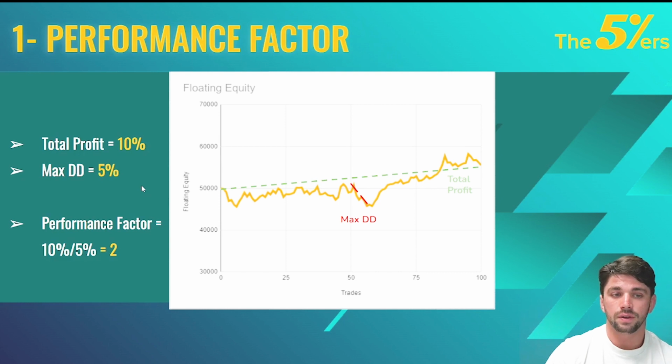Here you can see an example of a trader that made 10% in his account at the end of the 100 trades. But you also see that he went into a max drawdown of 5%. He did that before he made break even and before he made the 10% profit. When working out the performance factor, we take that 10% and divide it by the 5%, and that gives us a performance factor of 2. This trader would be eligible for funding at the end of those 100 trades.